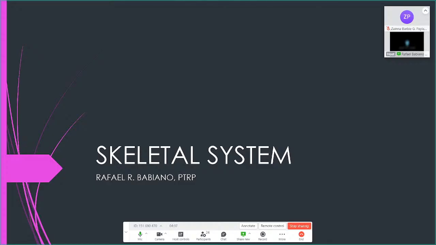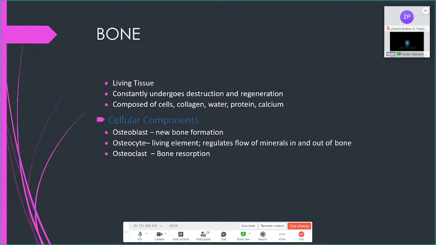So when we talk about the skeletal system, of course, we're talking about the bones. A bone is a living tissue, and it constantly undergoes destruction and regeneration. When you say it constantly undergoes destruction and regeneration, it's like it is broken down, and then built again.